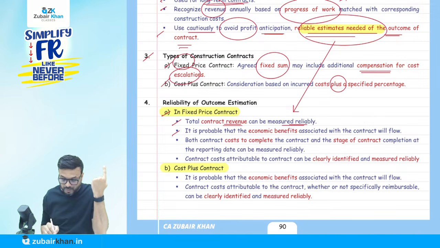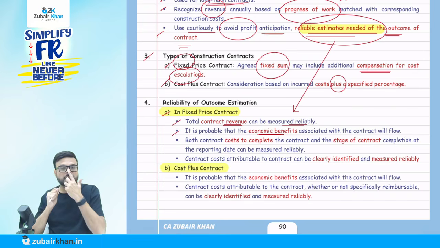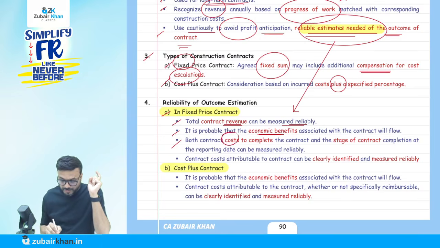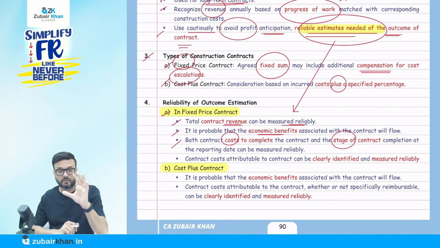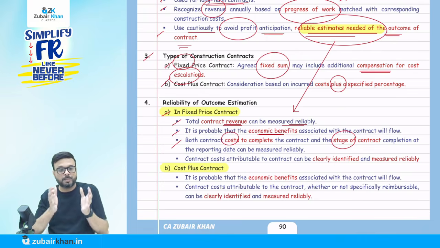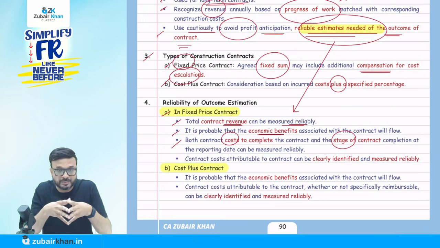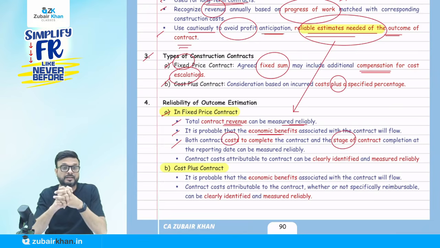It is probable that the economic benefit associated with the contract will flow to the contractor. Obviously, whatever economic benefit flows, I mean to say, we are going to receive the amount from the contractee. Both the cost to complete the contract and the stage of contract completion at the reporting date can be measured reliably. What it's saying here is that whatever the cost to complete the contract and how much work has been completed, in percentage form, should be measured reliably. And I will tell you, we will discuss a method of how to calculate how much percentage has been completed.